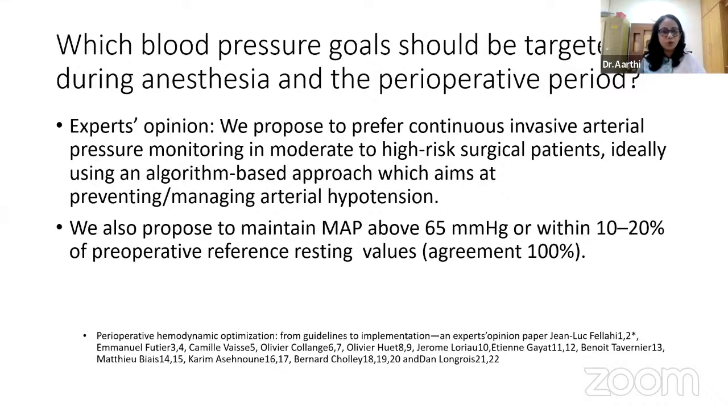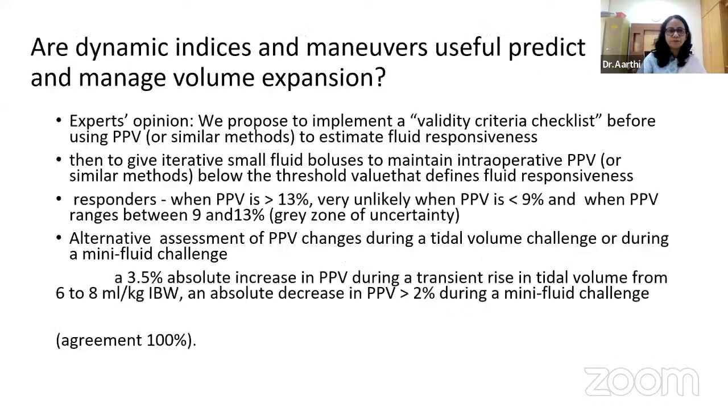The expert opinion was, we propose to prefer continuous invasive arterial pressure monitoring in moderate to high-risk surgical patients, ideally using an algorithm-based approach. As I said earlier, the algorithm is used to assess blood pressure monitoring, preventing and managing hypotension. So what is the MAP target? The MAP target will be above 65 millimeters of mercury, or for patients with hypertension, you need to understand that it should be within 10 to 20% of the preoperative reference values.